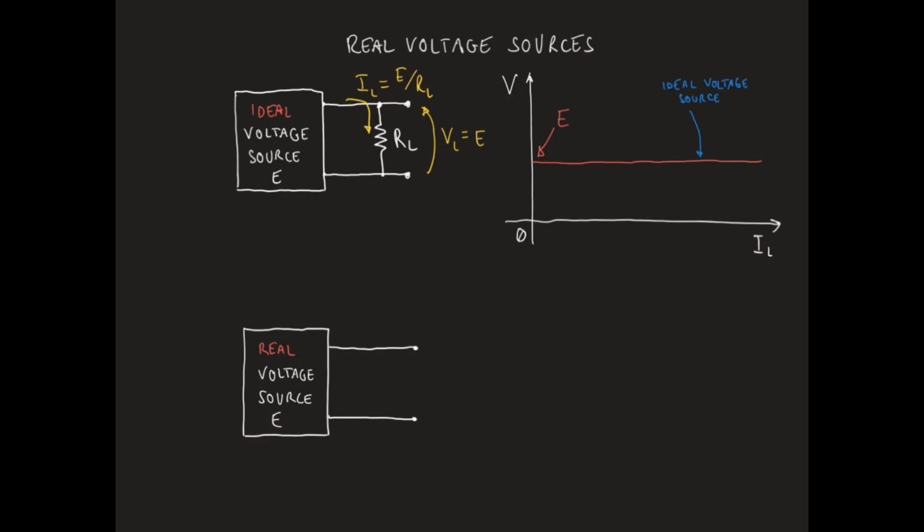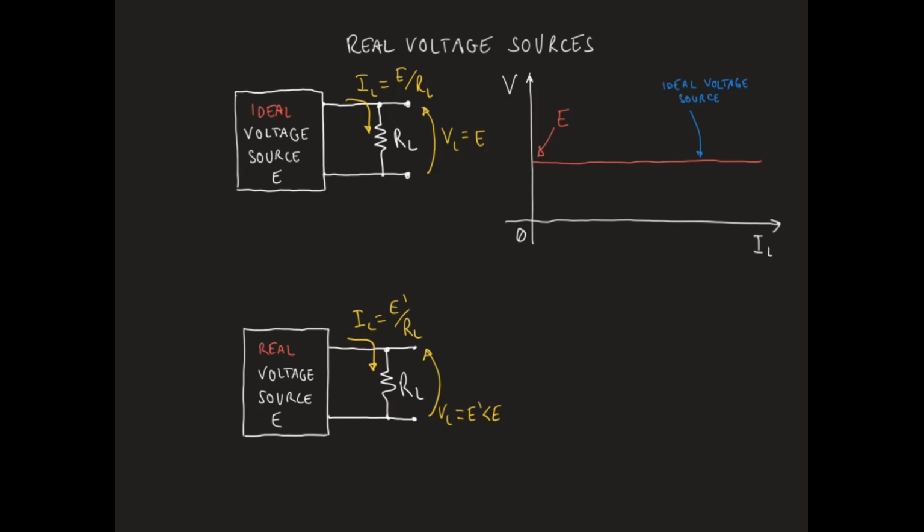In the case of a real voltage source E, if we measure the open circuit voltage at the output terminals of the source, we will actually find a voltage E. If we instead connect a load to the voltage source, we will find that the voltage across the load is not E, but will take a value E prime smaller than E. On the other hand, the current IL flowing through the load, if the load is a resistor, will be E prime divided by RL.